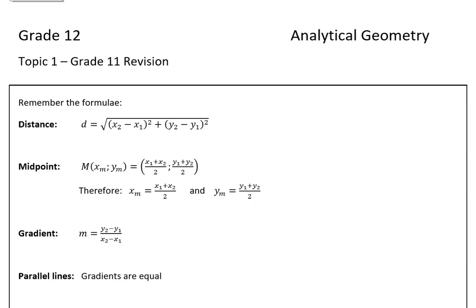Grade 12s, we're basically starting analytical geometry. We're going to do it over 4 lessons. And analytical geometry, especially in grade 12, is such a fun section because we start circles. So we're just going to spend a quick time revising grade 11 in topic 1 and topic 2.